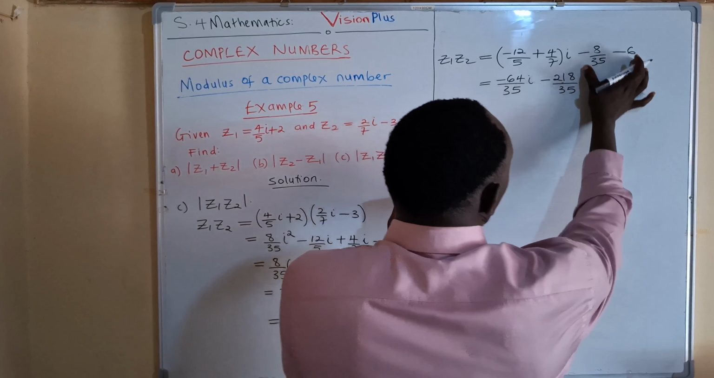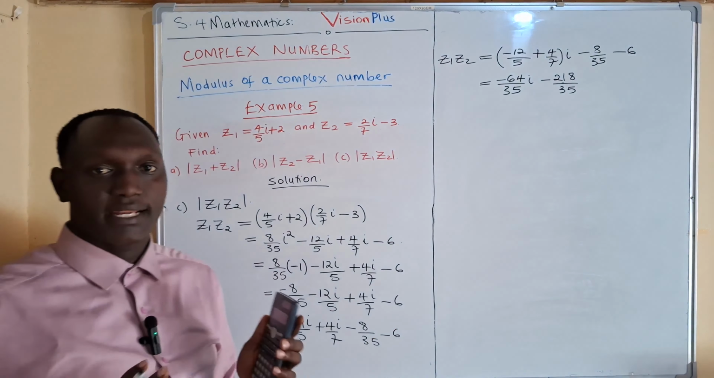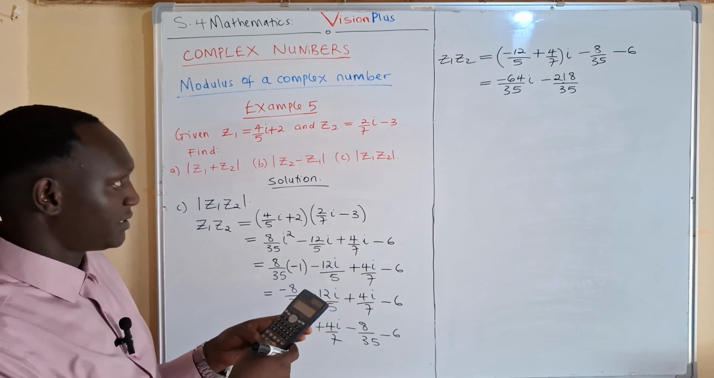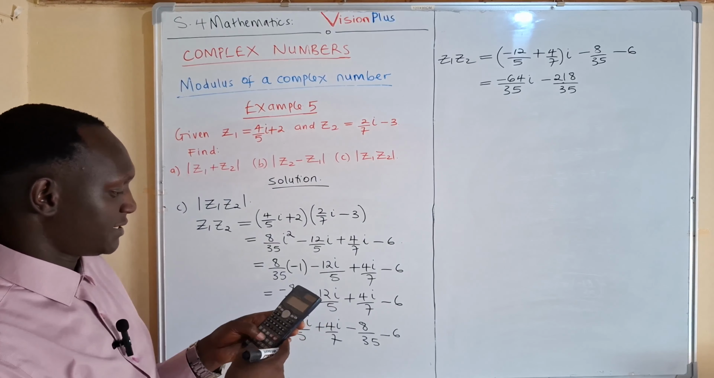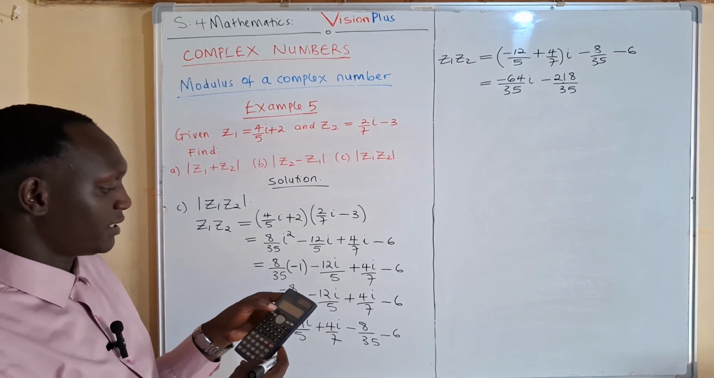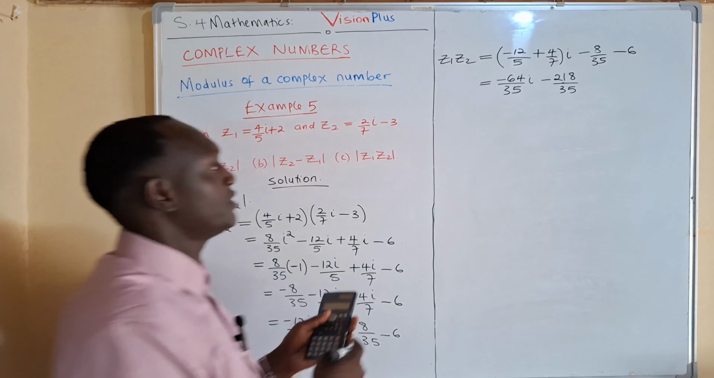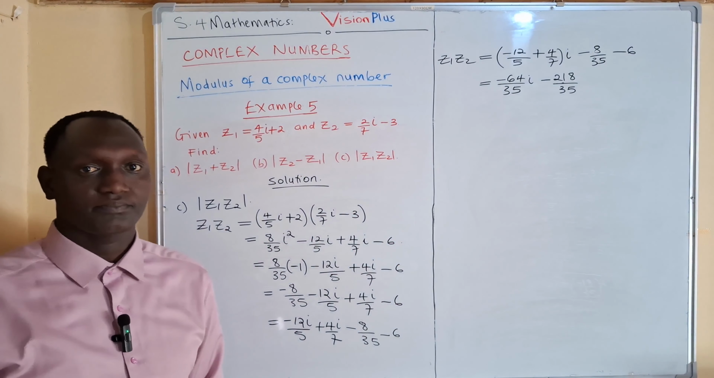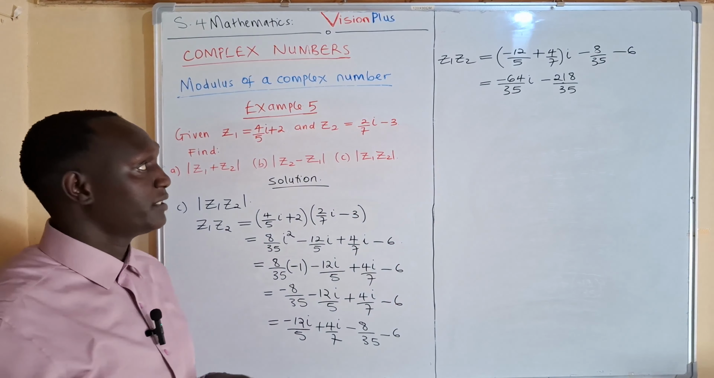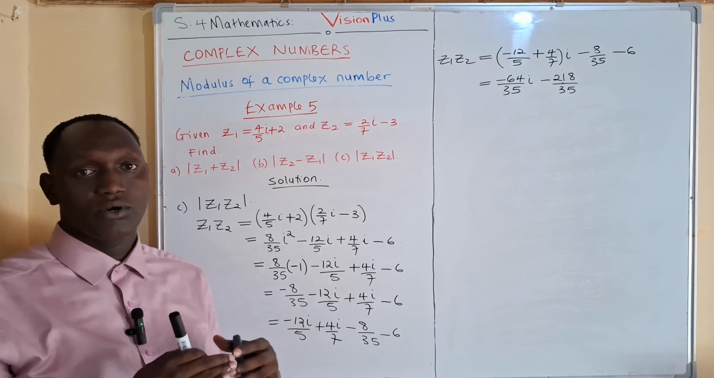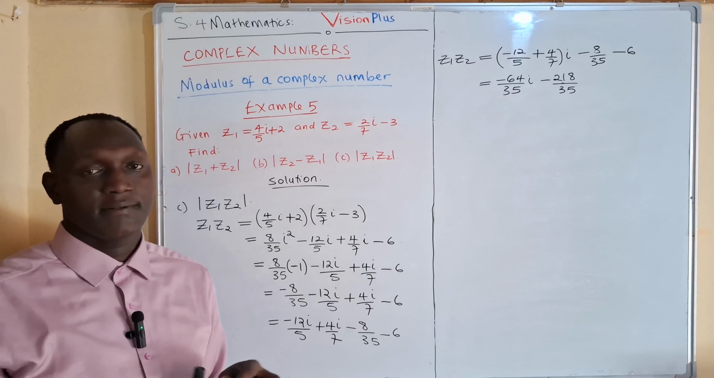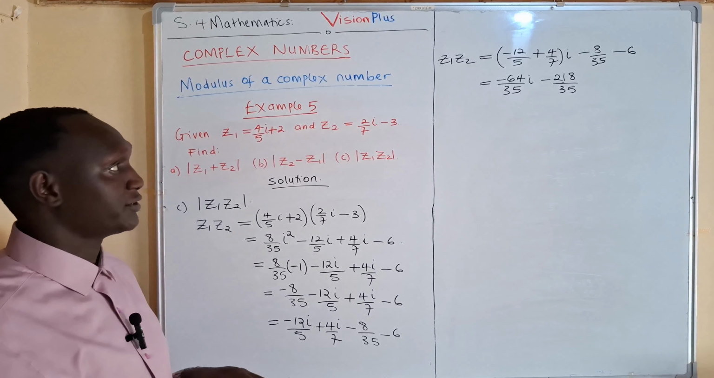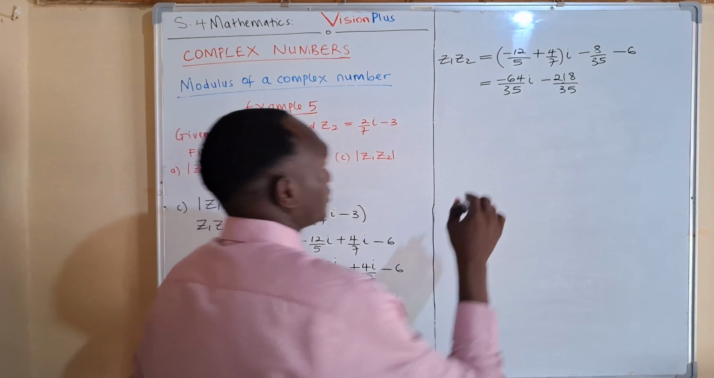But here you could subtract just the normal way. But remember both are negative. You find the LCM. So let me confirm again. Negative 8 divided by 35 minus 6. Then you change the fractions. Negative 218 out of 35. So this is the product of Z1 and Z2. Remember the multiplications that we did before, they were all numbers. We did not have fractions, but this is how you can solve fractions.